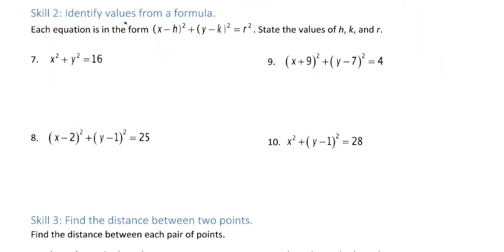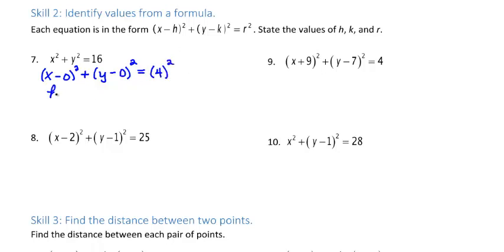The second skill is to identify values from a formula. So each of these equations are in the form the quantity x minus h squared plus y minus k squared equals r squared, and we need to find the values of h, k, and r. Number 7, we have x squared plus y squared equals 16. Well, to write this as some binomial squared, this is equivalent to just x minus 0 squared plus y minus 0 squared, and 16 we can write as 4 squared.